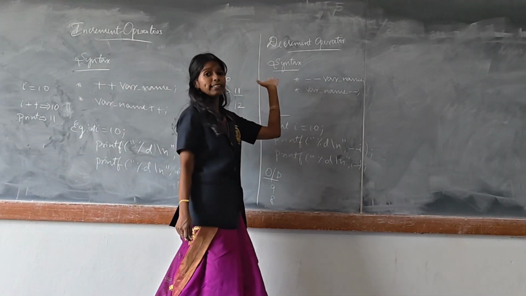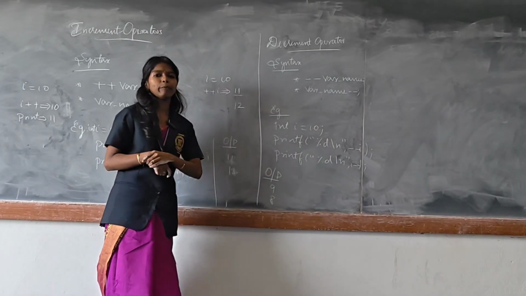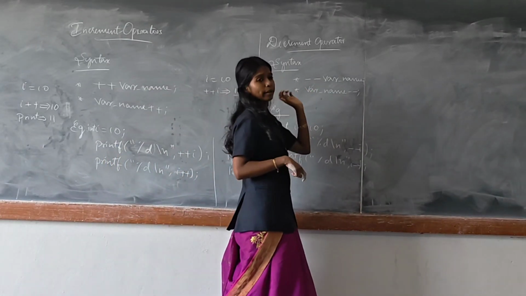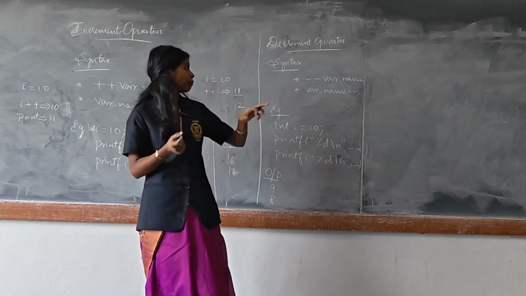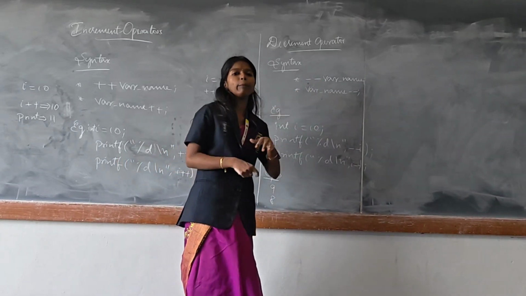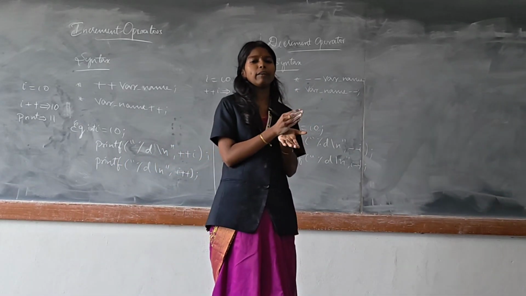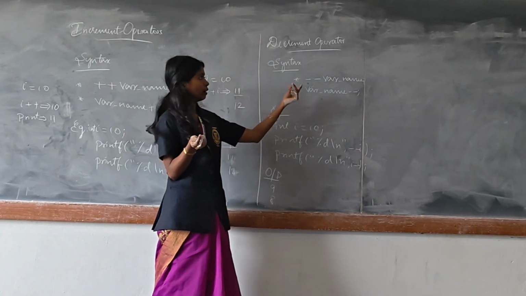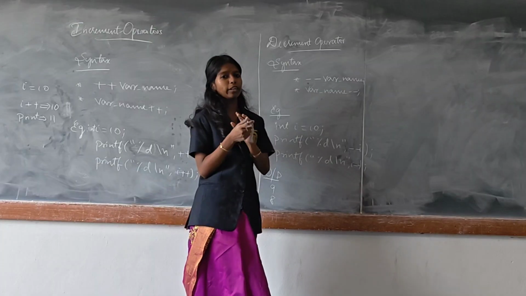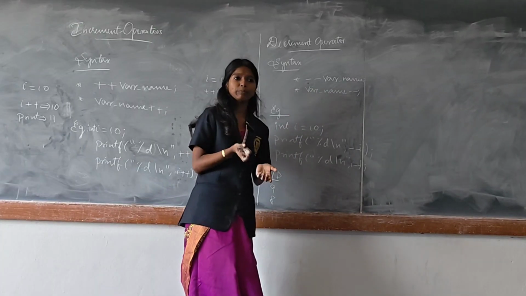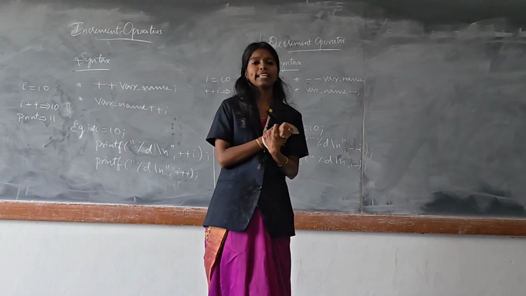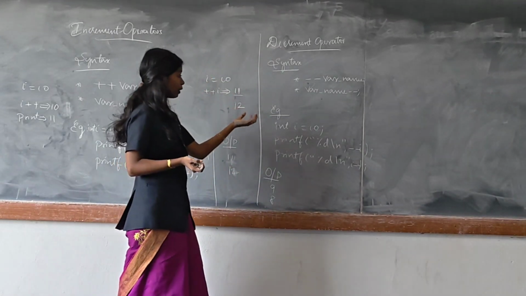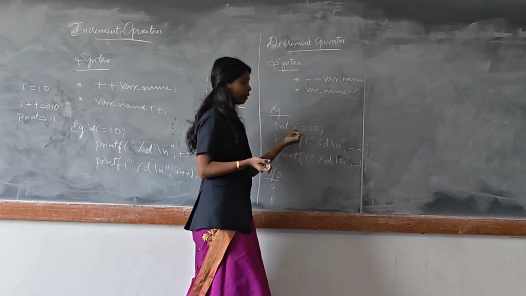The same concept is used in the decrement operator. Here also we have two syntaxes: minus minus variable name and variable name minus minus. In minus minus variable name, we first decrement the value and then solve the expression. In variable name minus minus, first the expression is solved and then the value is decremented. See one small example, int i equal to 10.